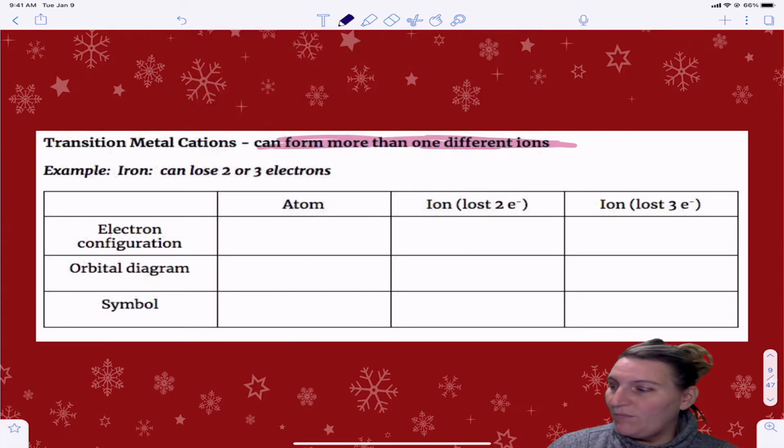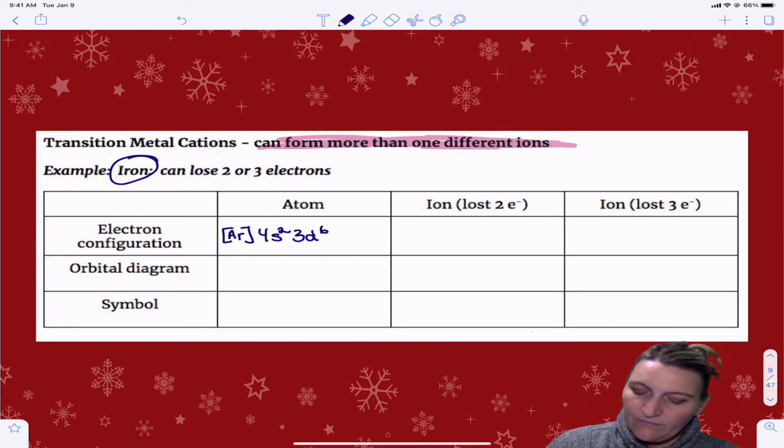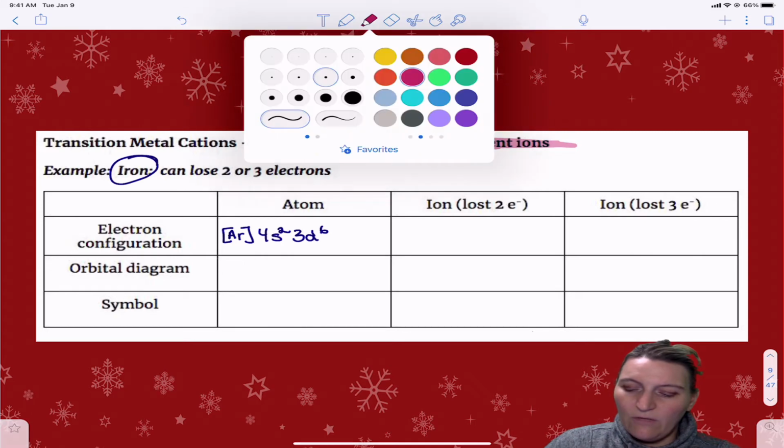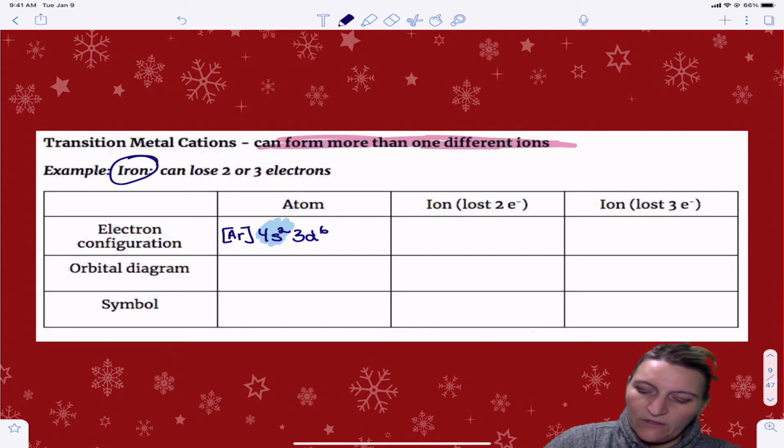So we're going to write here the electron configuration of iron. So we're going to do Fe. So we'll just do the noble gas configuration. So the noble gas is argon, and then it's 4s2 3d6. If it loses 2 electrons, this is key, it actually will wind up losing its 4s electrons first. So if it loses 2 electrons, it would be same argon, but then just 3d6.